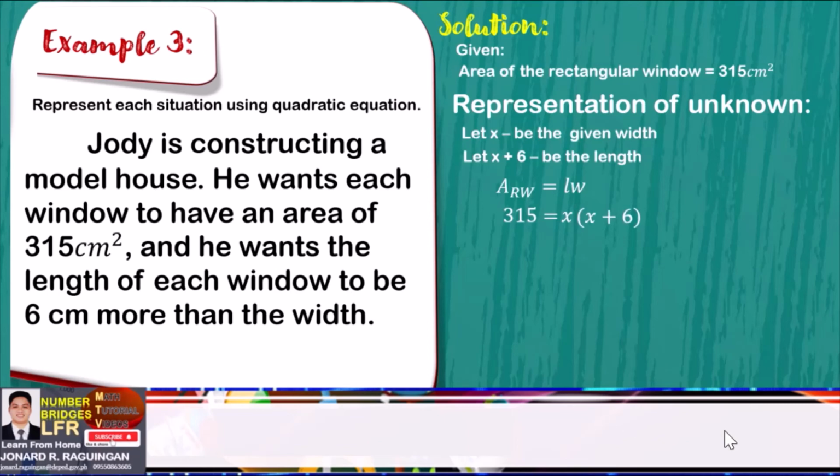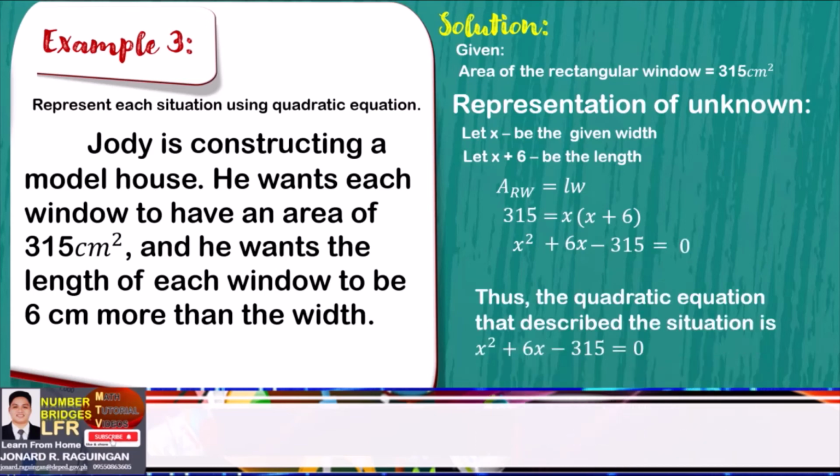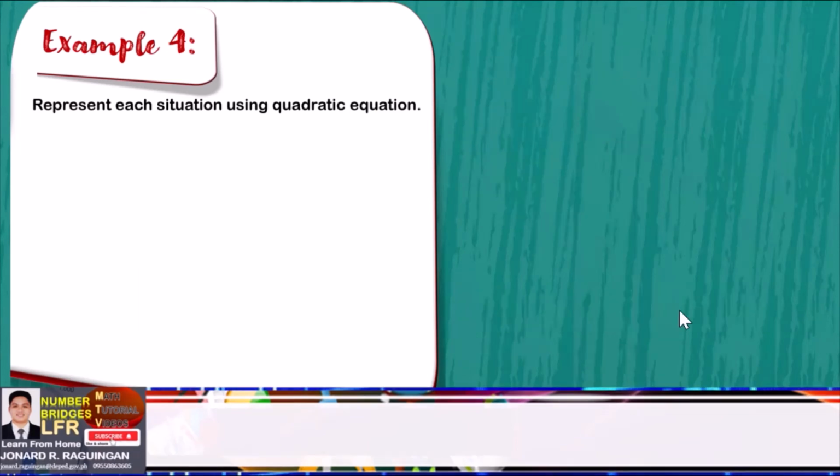Simplify that, we have x times x is x squared. X times 6 is positive 6x. Minus 315 is equal to 0. Thus, the quadratic equation that describes the situation is x squared plus 6x minus 315 is equal to 0.